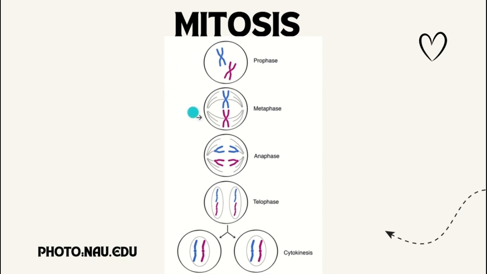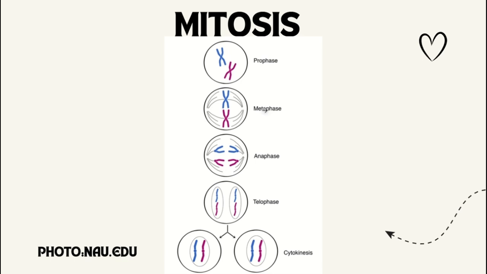So back to metaphase. In metaphase, we said before that we had centrosomes at the opposite ends of the cell. This diagram I'm not sure, but it would be like a little circle ball.